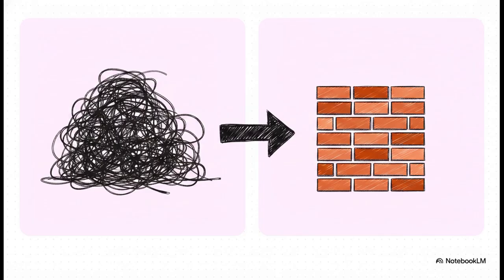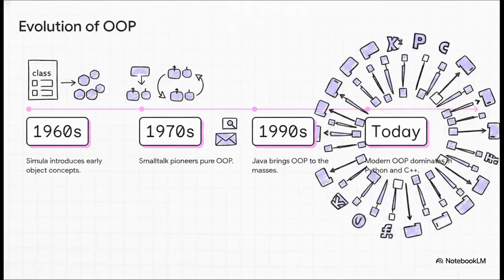But then, object-oriented programming swooped in. It offered this highly modular, organized solution that actually mimics real-world entities. Honestly, it was a complete game changer in how we communicate with computers. And this shift definitely didn't happen overnight.